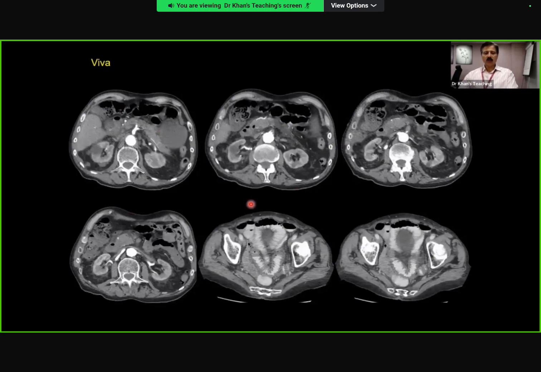Okay, last few films. This is a case of ischemic bowel. What is the key finding?